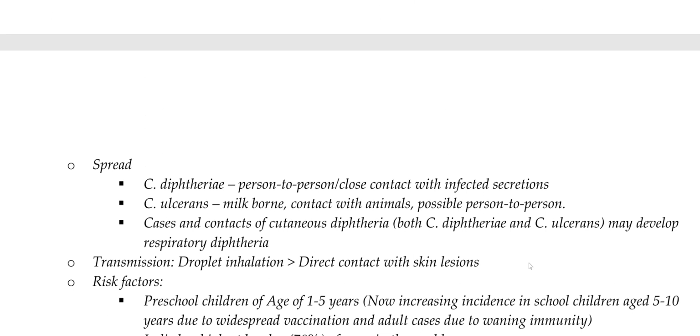Spread: Corynebacterium diphtheriae spreads person to person or by close contact with infected secretions, and ulcerans, as I earlier mentioned, is a milk-borne infection, and yes, there is a possible person-to-person infection. And contacts of cutaneous diphtheria, both in case of Corynebacterium diphtheriae and ulcerans, may develop respiratory diphtheria. Now, what is the mode of transmission? Most commonly it is droplet inhalation, but yes, it can also be transmitted by direct contact with skin lesions in both the cases.